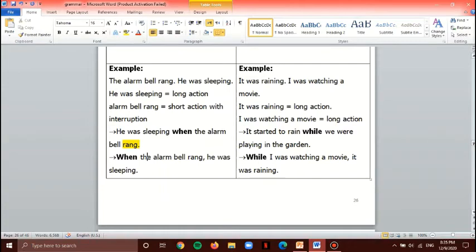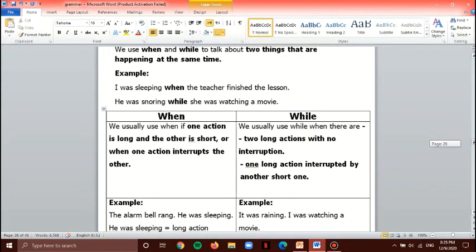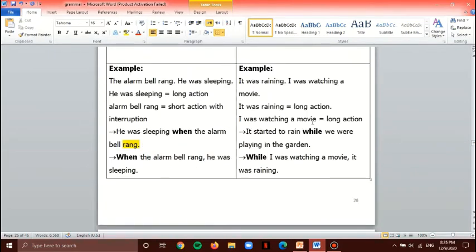Now, here we said also that I use while if I have a long action interrupted by a short one. For example, here, it started to rain while we were playing in the garden. So it started to rain, this is a short action, right? And we were playing in the garden, this is a long action. So I use while before the long action that was interrupted by this short action. Okay, so while always comes before the long action. To make it even easier for myself, while always comes before the past continuous. Okay, while always comes before the past continuous.